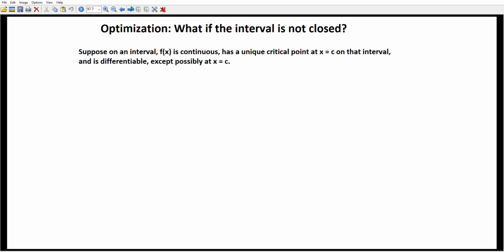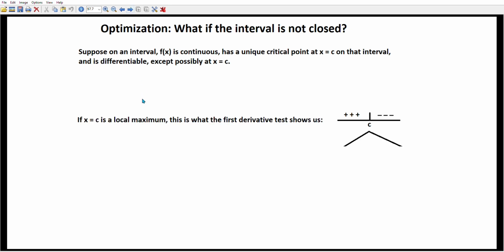Let's look at what could happen if we had just a single critical point. Okay, if it was a local maximum, this is what the first derivative test would have to look like for it. And you'll notice it goes up, goes down, local max. But look, this is the whole interval. There cannot be anything else that's the global max. This has got to be it, because we go down this way and we go down that way. So the local max is a global max.